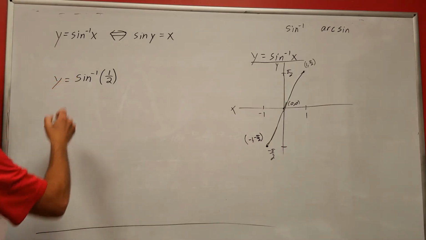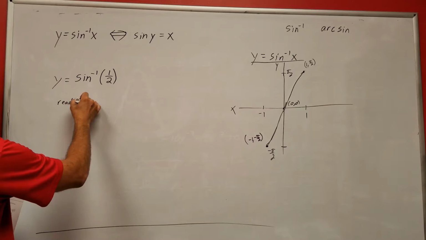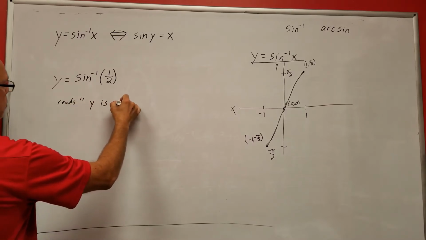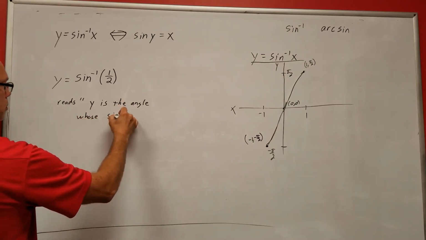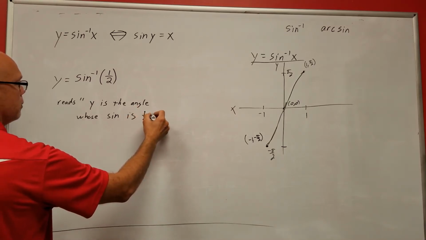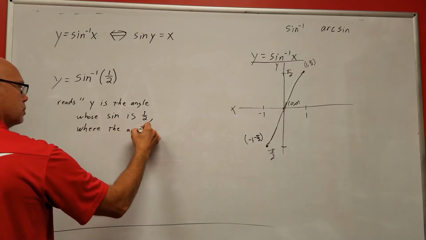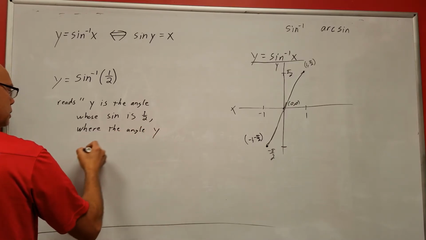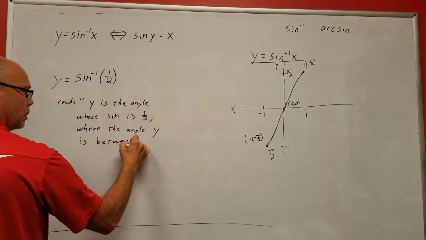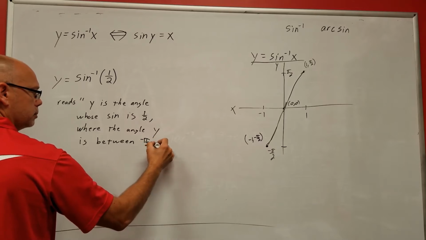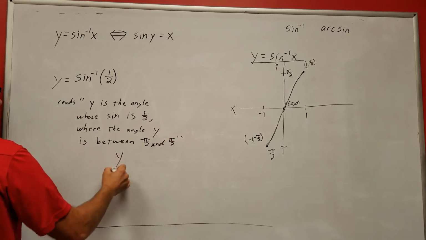Let's go ahead and put y is equal to on it then. And we're going to say this reads, one way to read this is y is the angle whose sine is 1/2, where the angle y is between negative pi over 2 and pi over 2.